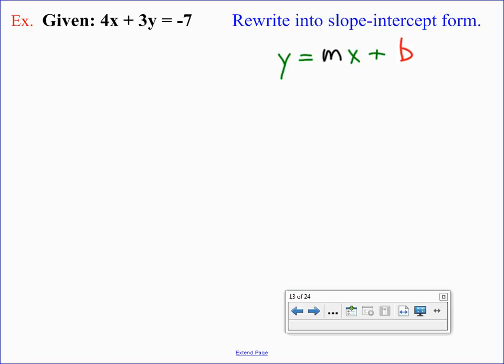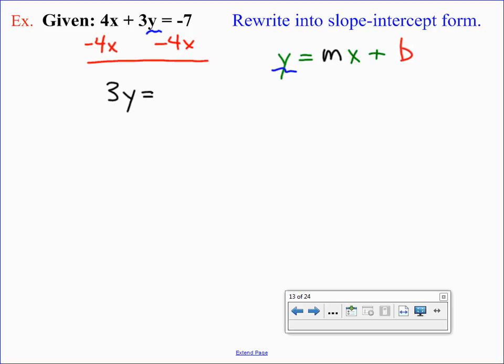So we need to make that 4x plus 3y equals -7 look like this: y equals mx plus b. So what are we going to do? Well, we'll simply solve for y and reorder. We're going to get that y alone on one side. So we'll think back to our inverse operations. I know I can add or subtract, multiply or divide to get that variable y alone. So best first step, you guessed it, let's subtract 4x from both sides.